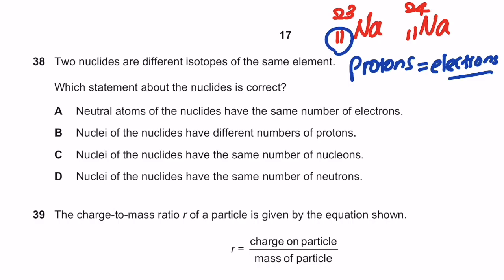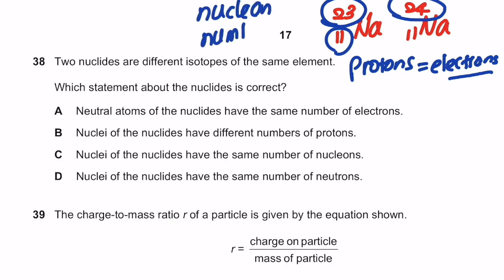Neutral atoms of the nuclides have the same number of electrons. That's right. Both of them have 11 electrons. Nuclei of the nuclides have different number of protons. Wrong. They have 11. Nuclei of the nuclides have the same number of nucleons. That's wrong. Nucleon means this number. They are different. Nucleon number, or you can call it mass number, are different. And nuclei of the nuclides have the same number of neutrons. That's wrong. The first one has 12 neutrons, the second one has 13 neutrons.